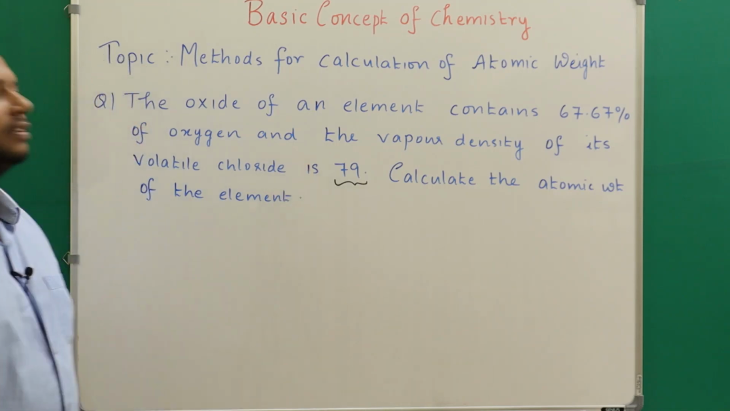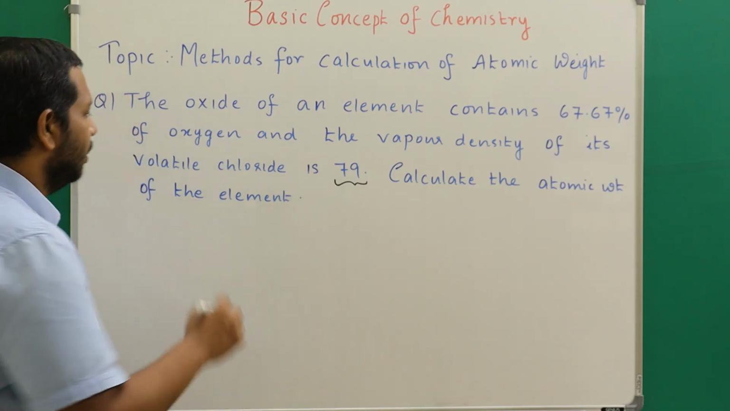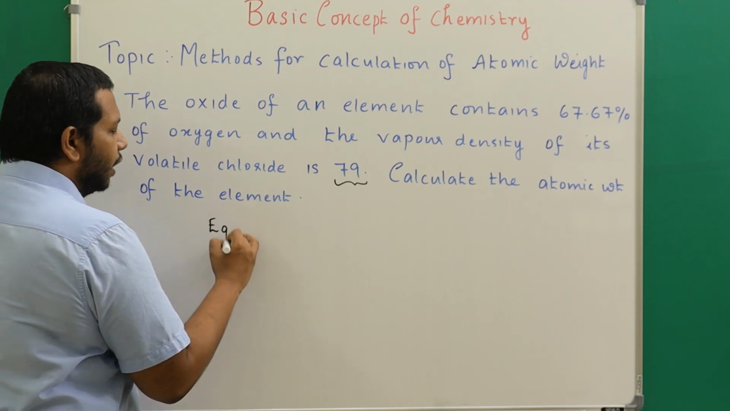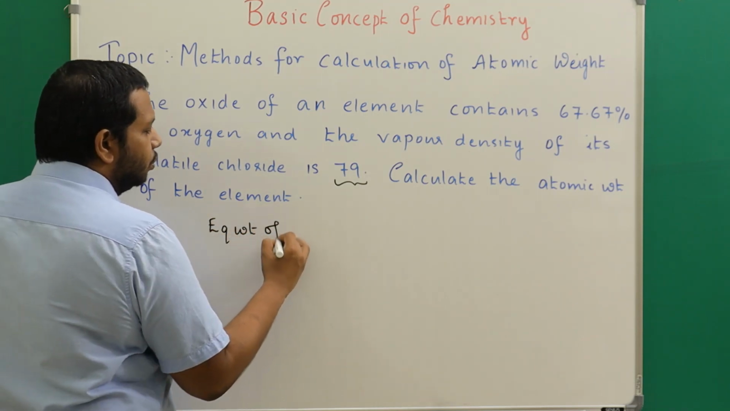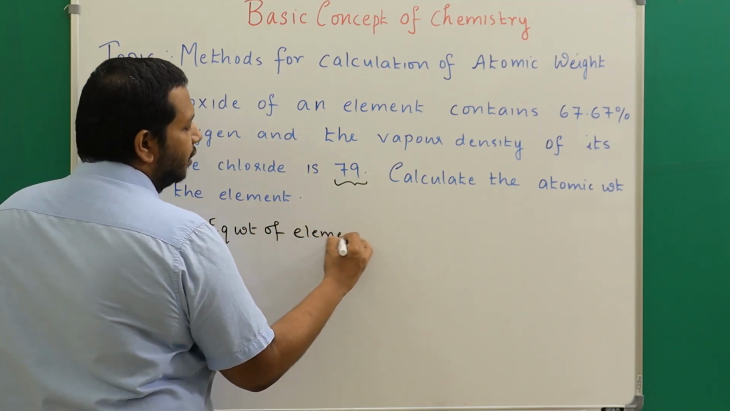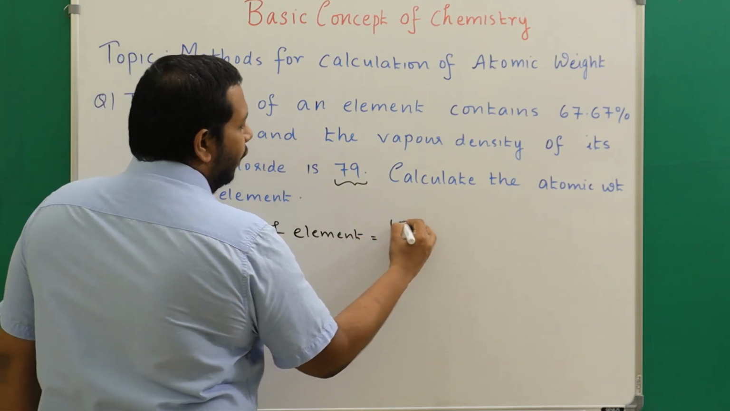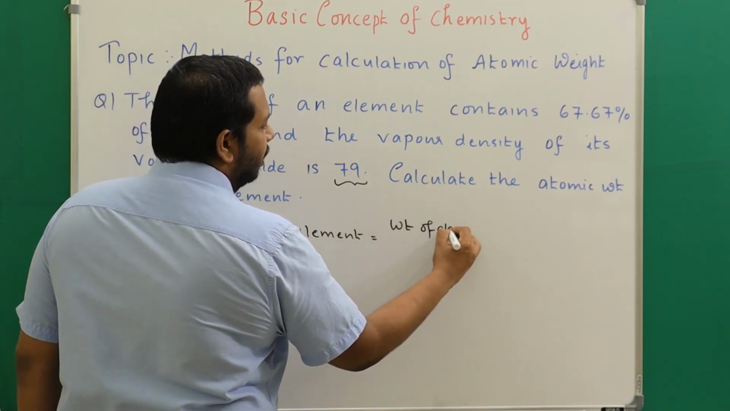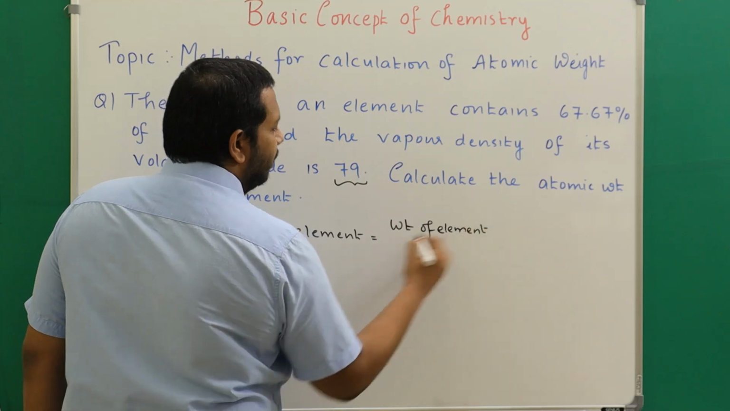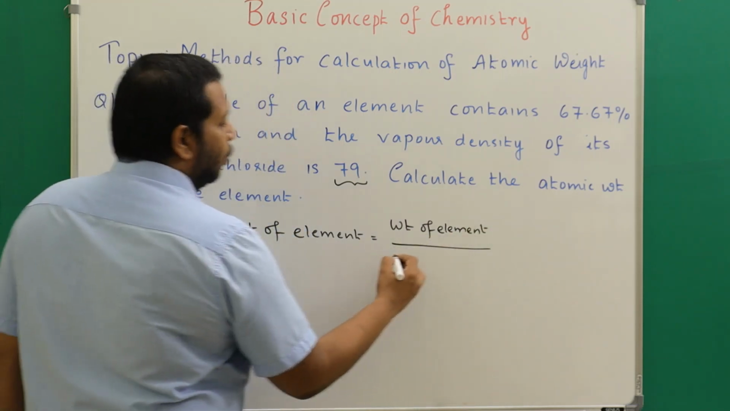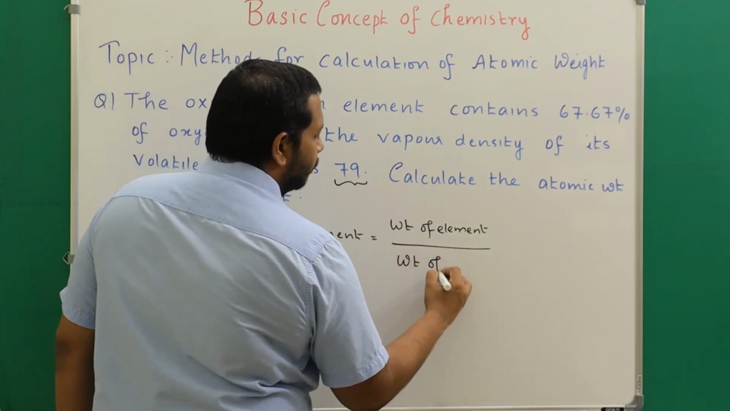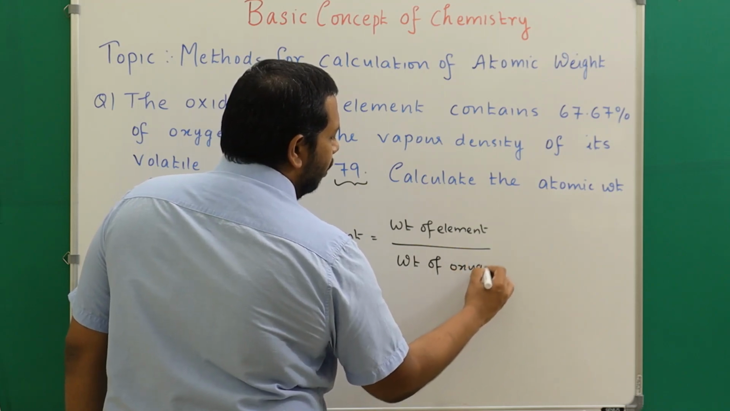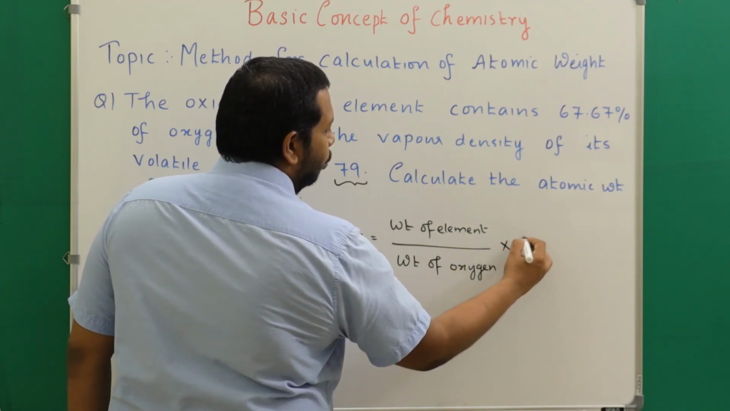So let's calculate the equivalent weight of the element. Equivalent weight of the element is equal to weight of the element divided by weight of the oxygen into 8.